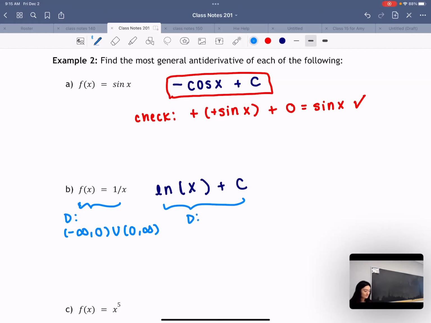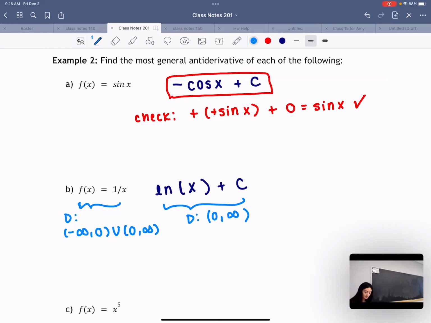0 to infinity, and am I including 0? No, right? So we can only plug positive things into ln of x. Well, I have an antiderivative and a derivative, and their domains don't match. Now, this is where things get a little bit tricky.